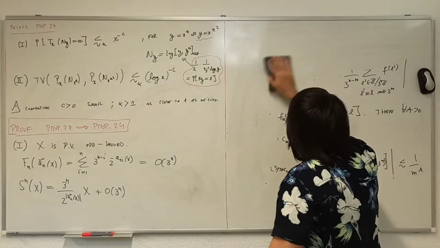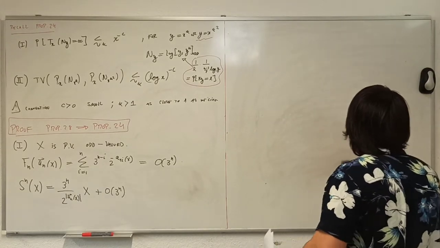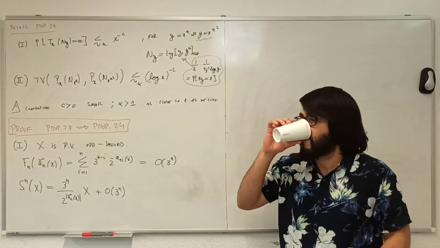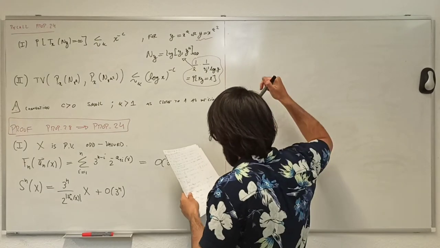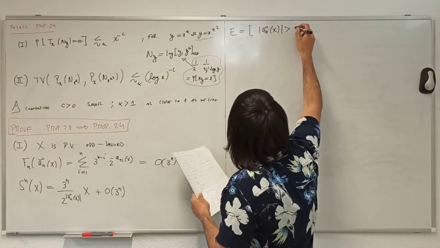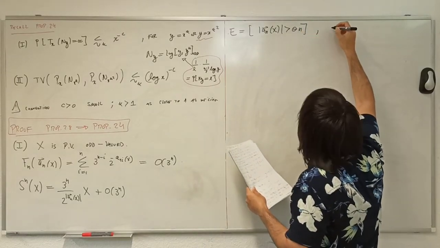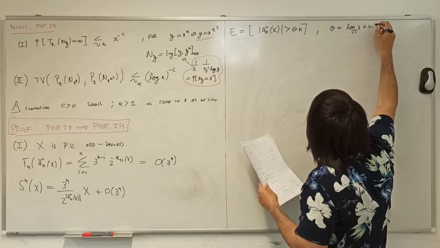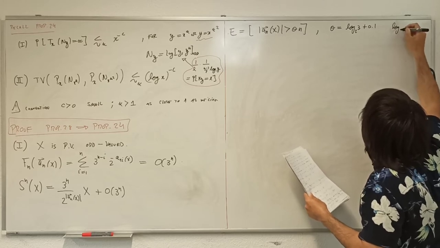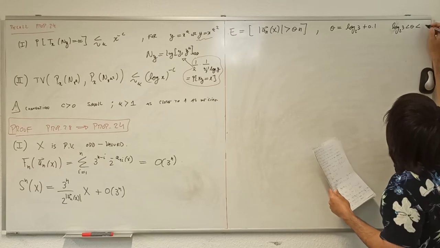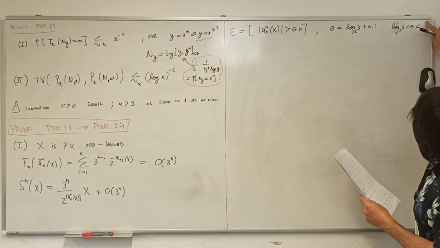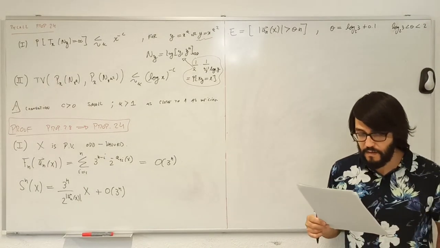I want to do this fast. So what's that constant multiplying n that I was talking about? That's the right approach. Let me define the event E as the event that this is greater than theta n, where I'm going to take theta equals log base 2 of 3 plus 0.1. But the only important thing is that theta is above log base 2 of 3 and, sorry, above 1 and 2. Theta is already greater than 1. That's the important thing.